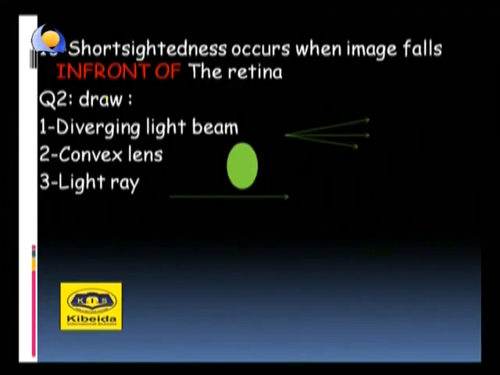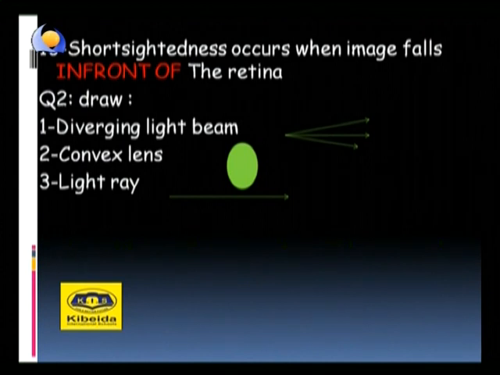Number 10. Short-sightedness. What's short-sightedness? Short-sightedness, or what we call near-sightedness, is one of the eye defects. Most people have normal vision. Some people have defects in their sightedness. There are two types of defect. The first one, short or near-sightedness, and the second one, what we call long or far-sightedness.